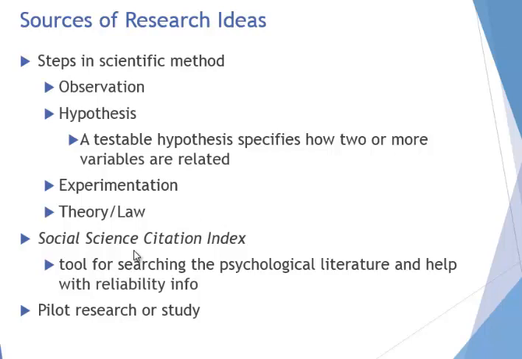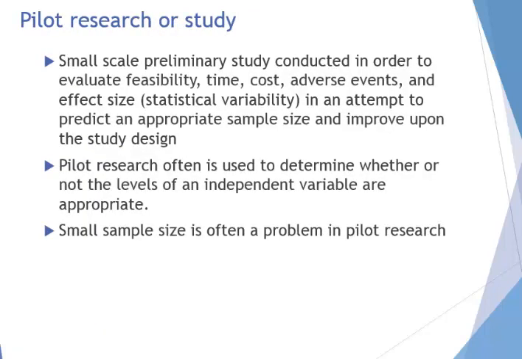The Social Science Citation Index is a tool for researching psychological literature and helps to make sure that things are reliable. It's established and published and available to people doing psychological research. A pilot study is the thing that we're going to be looking at on the next slide over here. A pilot research or pilot study is a small-scale preliminary study to evaluate feasibility.